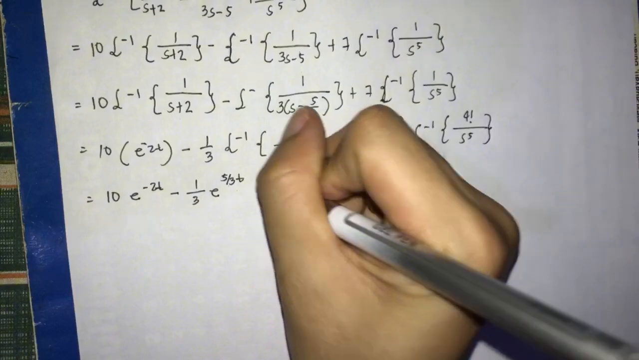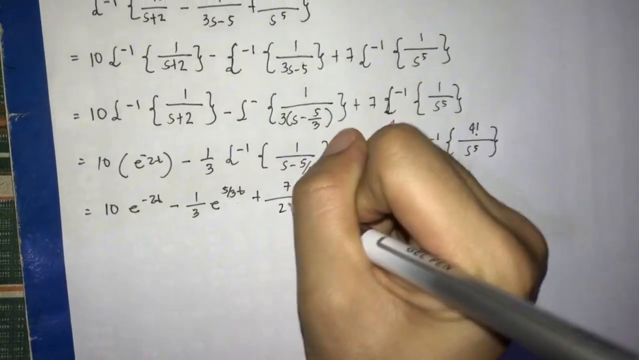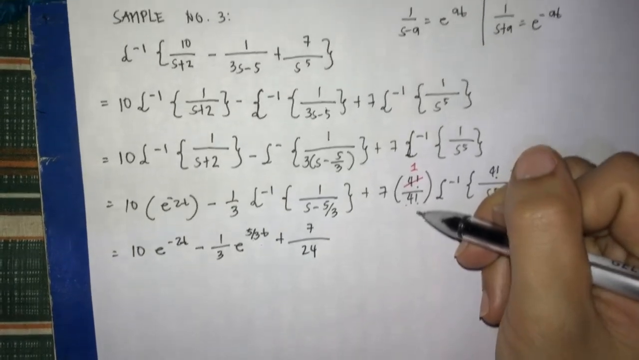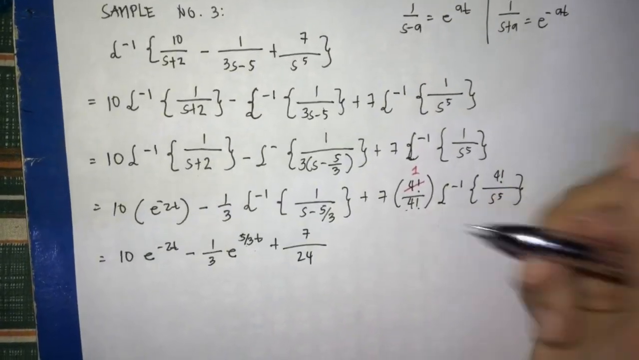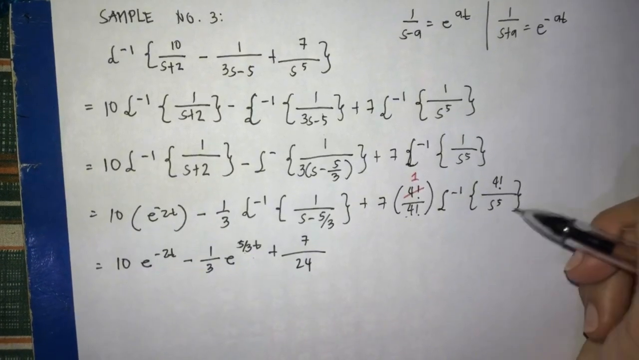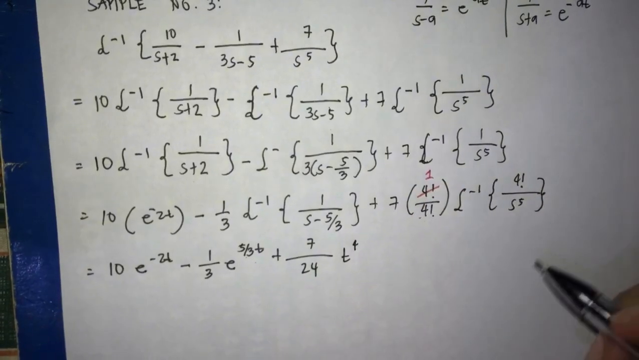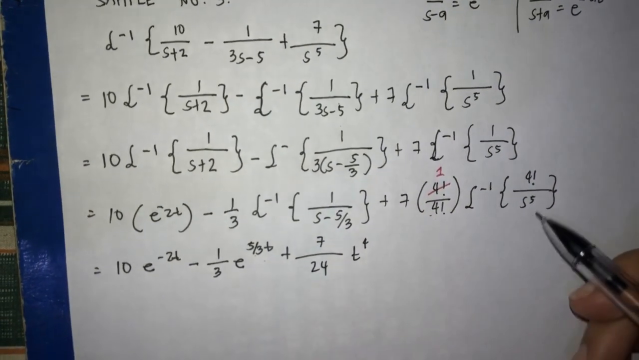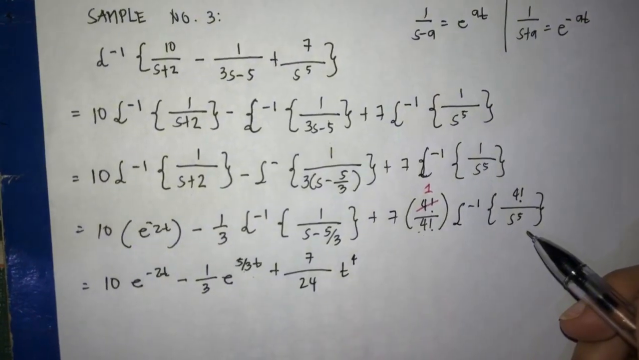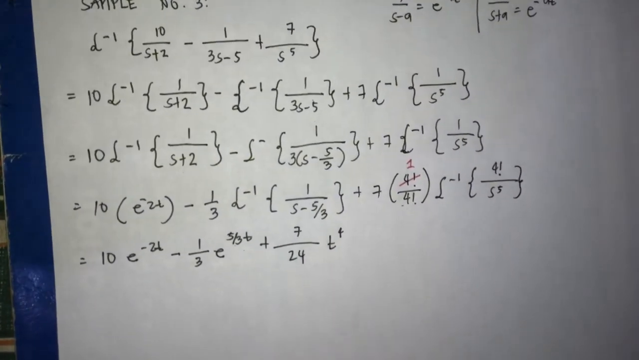So the final answer would be 10e raised to negative 2t, minus 1/3 e raised to 5/3 t, plus 7 over 24, since 4 factorial is 24, t raised to 4. So this is our final answer.